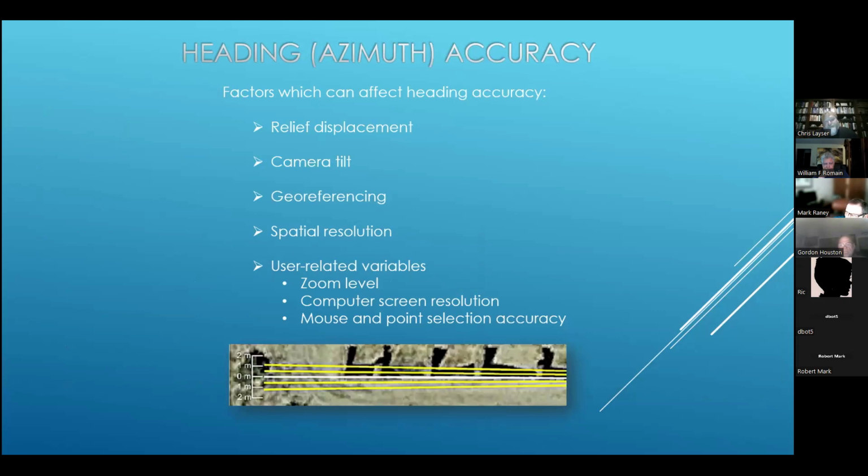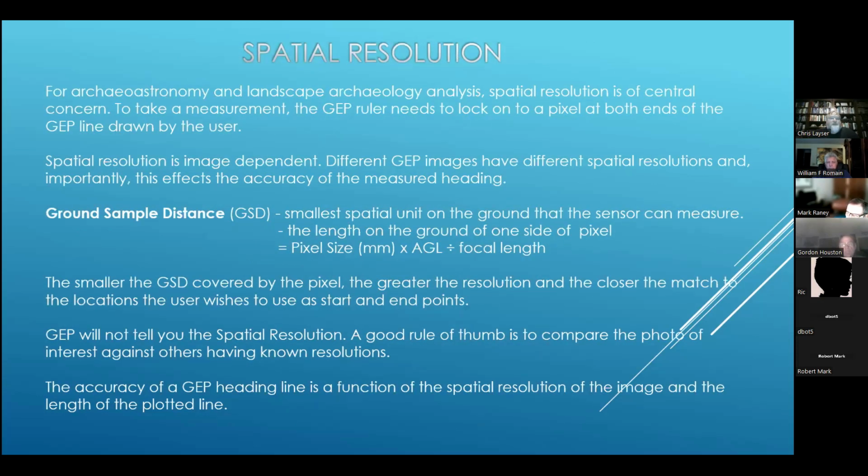So heading, or for argument's sake, azimuth accuracy, depends on several different factors in the virtual globe software. It depends on relief displacement, one of the things that you brought up, Rick, camera tilt, georeferencing, spatial resolution, and any user-related variables that are introduced, like our zoom level, the computer screen resolution, and really just how good the user is at drawing the line. The accuracy of the line in question is going to vary from user to user. So one of those things, spatial resolution, the paper talks about a little bit more than some of these other points.